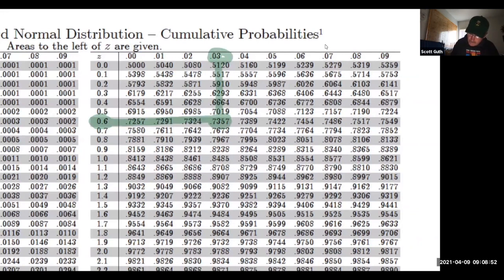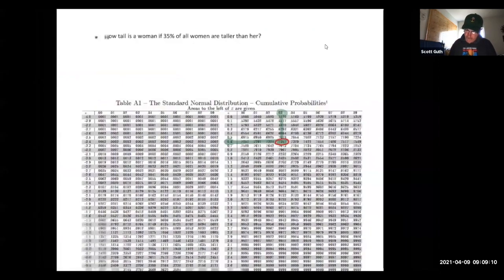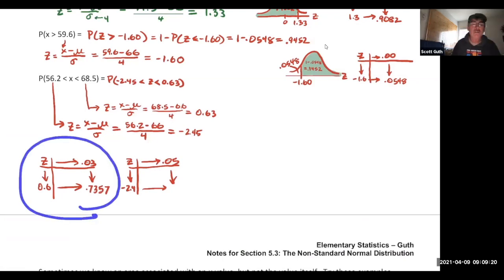So that one comes out as 0.7357. Is there any question about that one? Okay, 0.7357 is the first one. So I just put that in right here.